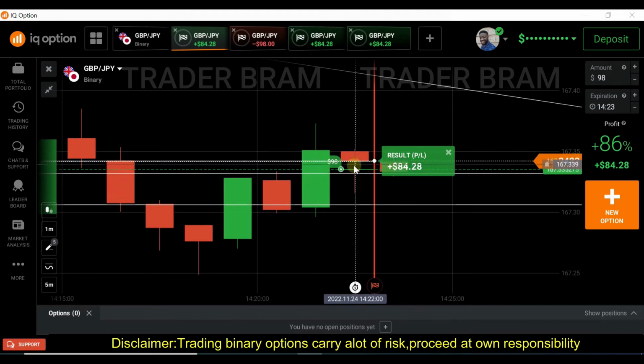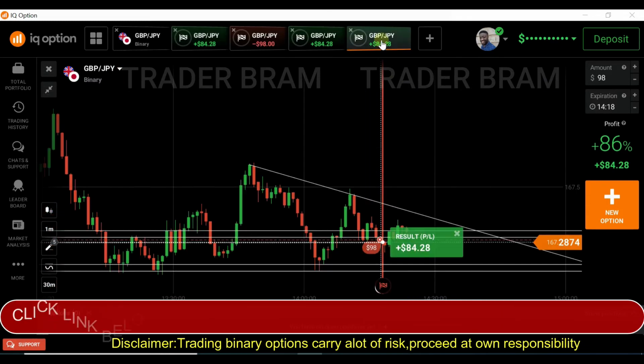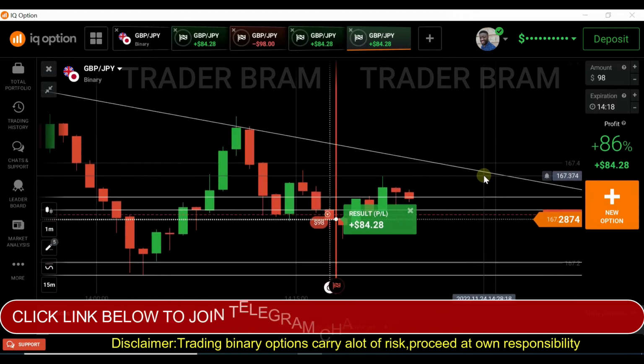So you can see we've closed above the level of support and resistance. The buyers have pushed the market from this level of support and resistance. So let's analyze our first trade.